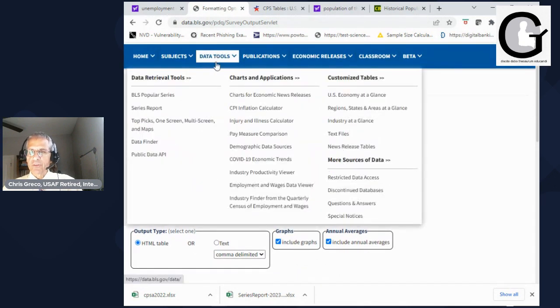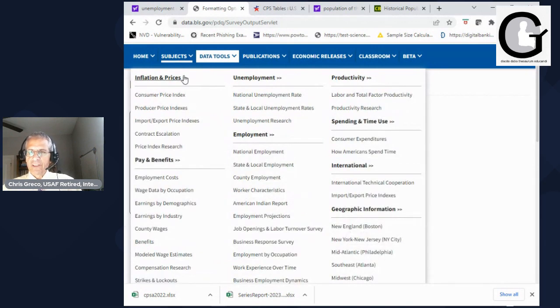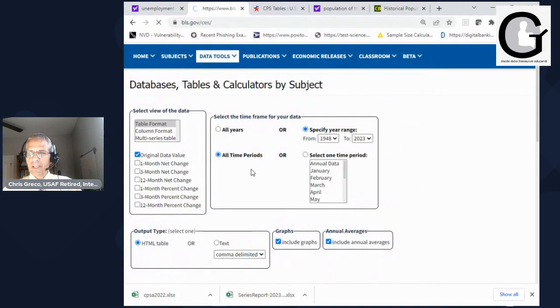So these data tools are amazing areas, right? You just hit data tools and you can do all kinds of different ones: CPI inflation calculator, injury and illness calculator, charts for economic news, data finder, public data. Look at this. These are just the subjects: consumer employment costs, state and local unemployment rates, unemployment research, national unemployment rate, employment, national employment. And I thought, well, okay, let's go to national employment.